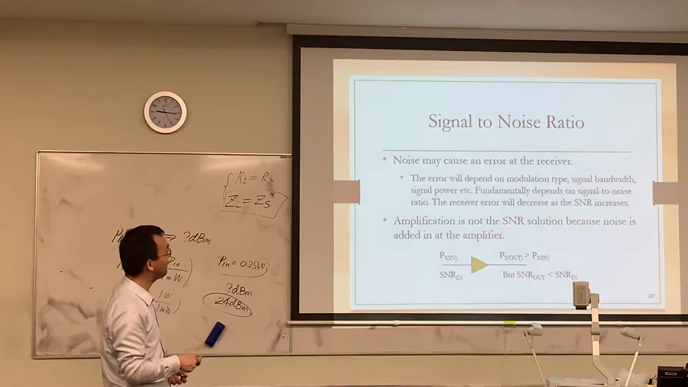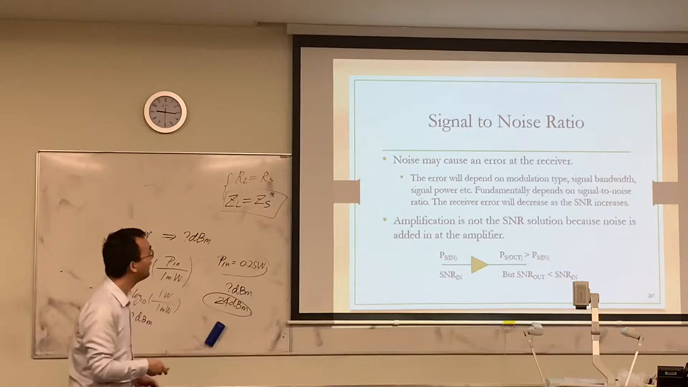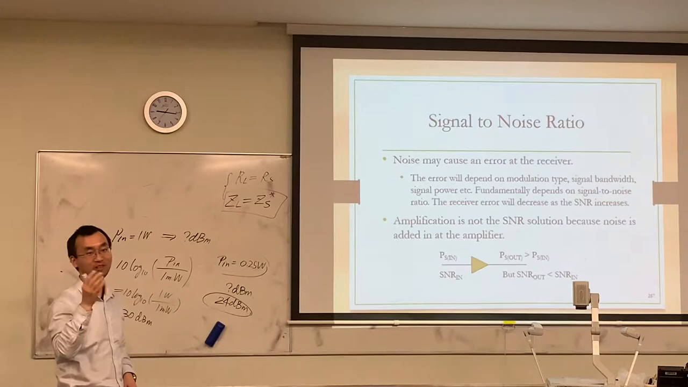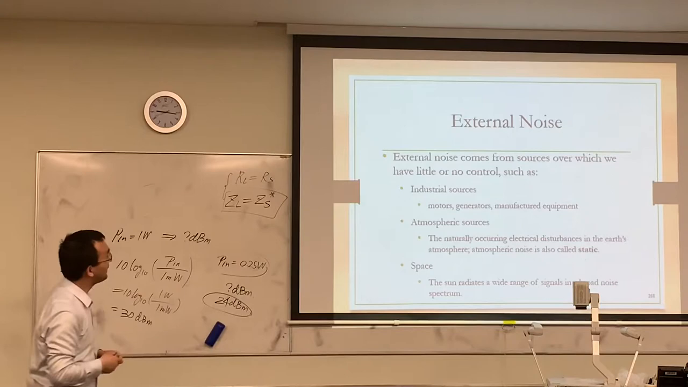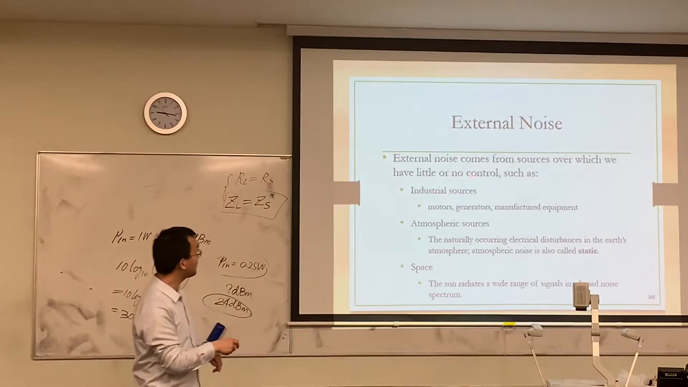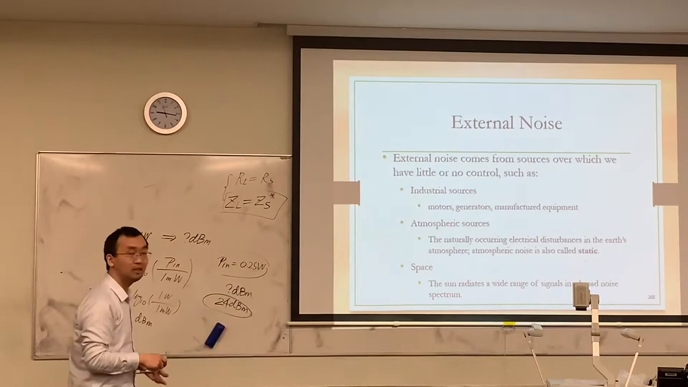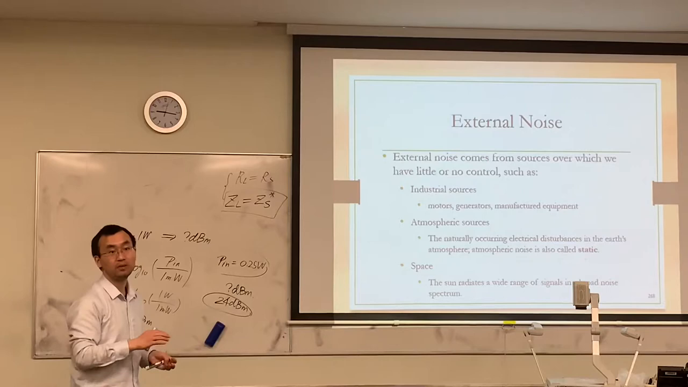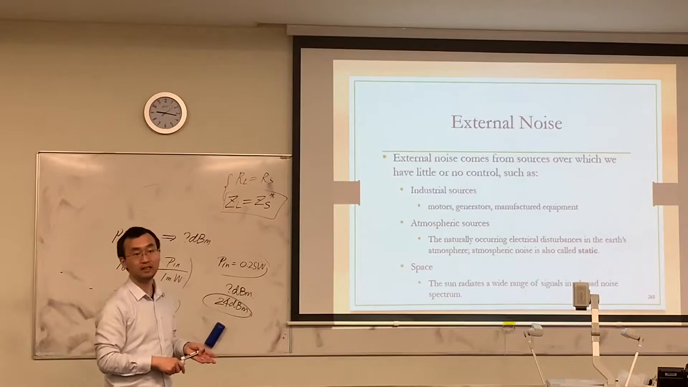I added during the amplifier. Which means, although the signal power is higher, the signal to noise ratio is lower. So we look at the types of noise. We have the external noise and the internal noise. Internal noise is coming from the circuit. External noise is coming from the environment. For example, the industrial noise, like the motors, generators, and manufacturing equipment. This one will produce noise. Another one is lightning, like the electrostatic.